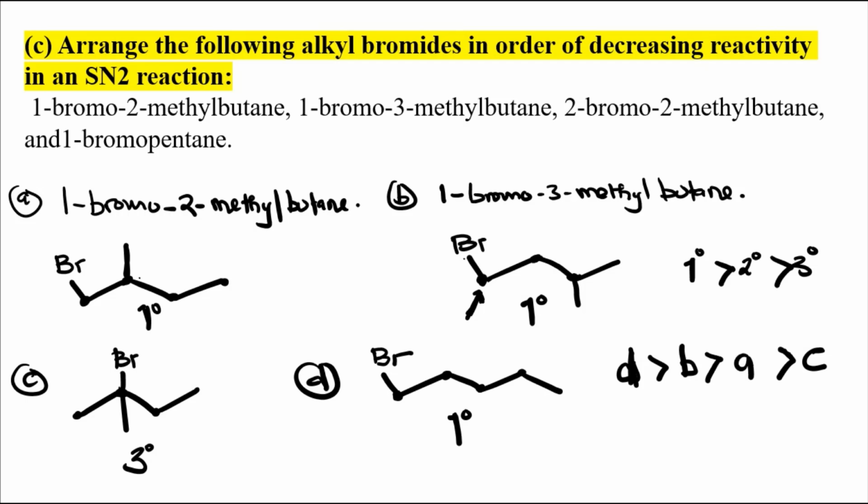So in decreasing order, this is how the bromides are going to react in an SN2 reaction. D will be the most reactive, followed by B, followed by A, followed by C, depending on how substituted the carbons are, how substituted the compounds are. So that is how we're going to answer question 3 in this tutorial sheet.